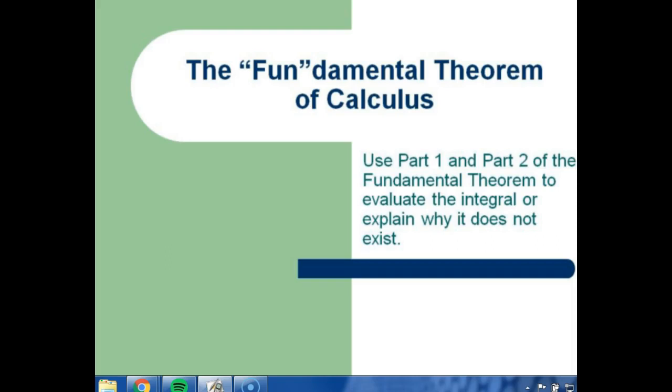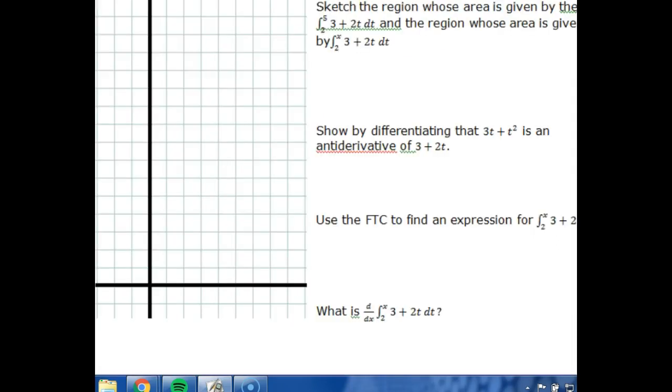So what I want to do is go back to the very beginning of chapter 5. How did we start chapter 5? Riemann sums. In order to understand the fundamental theorem of calculus, we're going to start at the very beginning, how we started. Riemann sums. So sketch the region whose area is given by the antiderivative from 2 to 5 of 3 plus 2t dt, and the region whose area is given by 2 to x of 3 plus 2t dt.